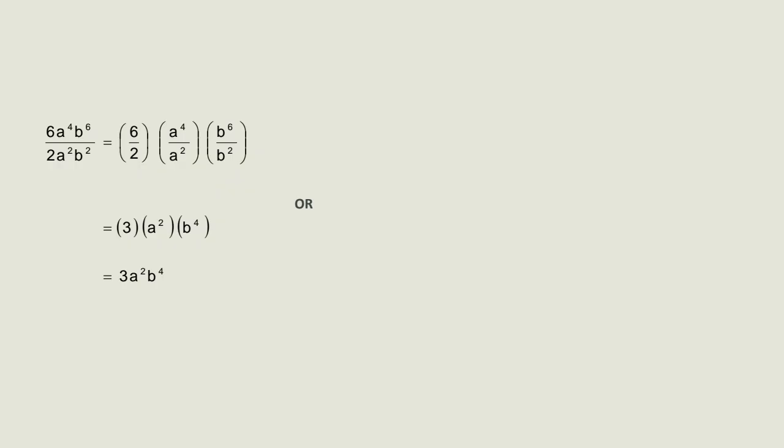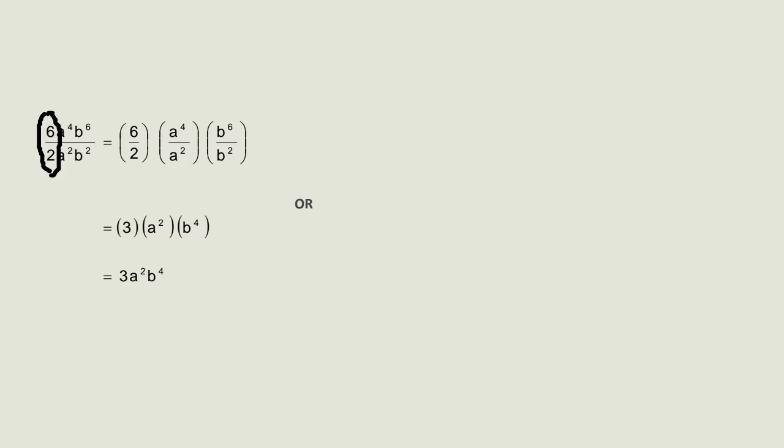So we just take the coefficients, so the numbers in front, we're going to take those out and split it up. So notice how we split it up. 6 over 2, that becomes a 3. So 6 divided by 2 is 3. Then my a to the 4 over a squared becomes a to the power of 2. And then b to the 6 over b squared becomes b to the 4.